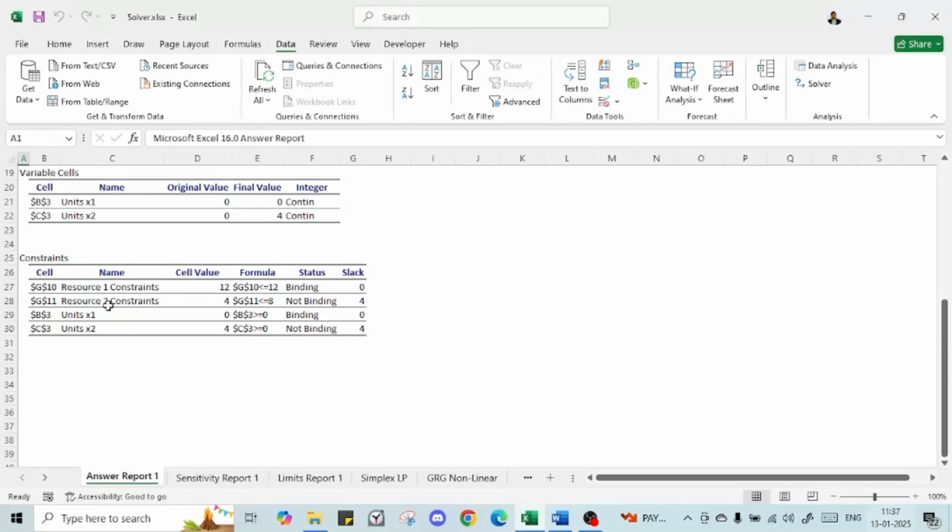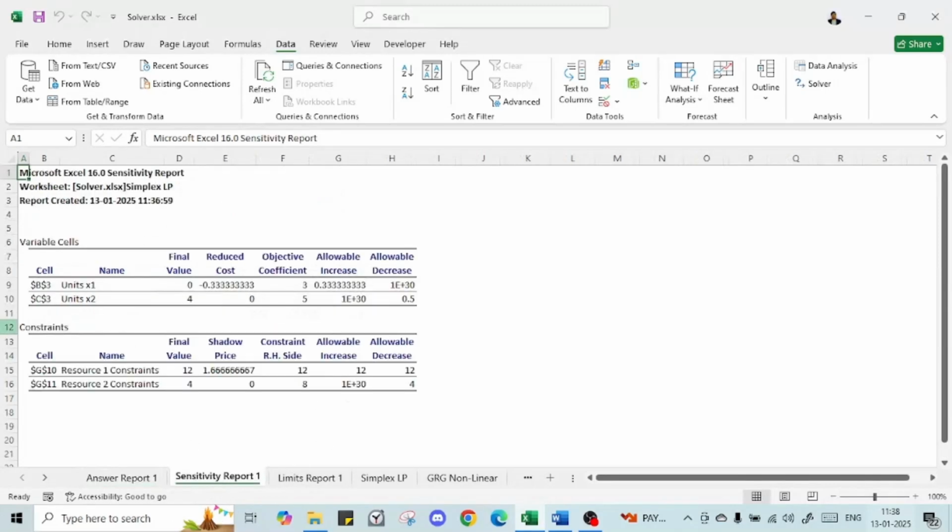Coming to resource 2 constraint, we are using 4 units of resource 2, which is not binding, and we have a slack of 4 units still remaining of resource 2. And unit X1 is 0, which is binding, because its slack is 0; if there is a change in this constraint, then definitely it's going to be affected. That's why it's binding, whereas unit X2 was not binding. So now let's get to the other 2 reports, sensitivity and limits.